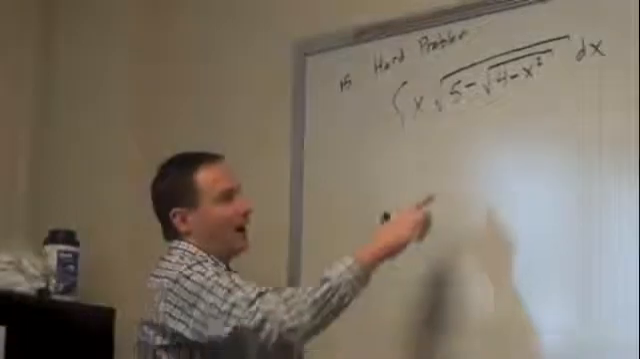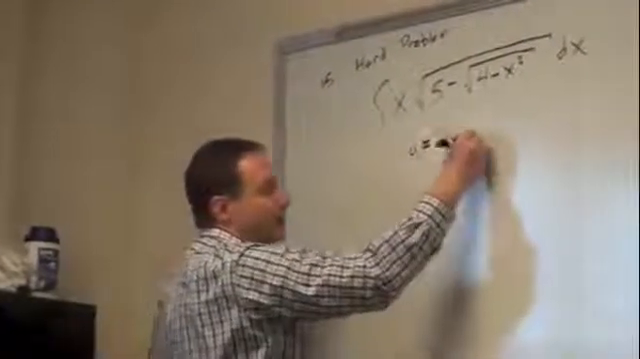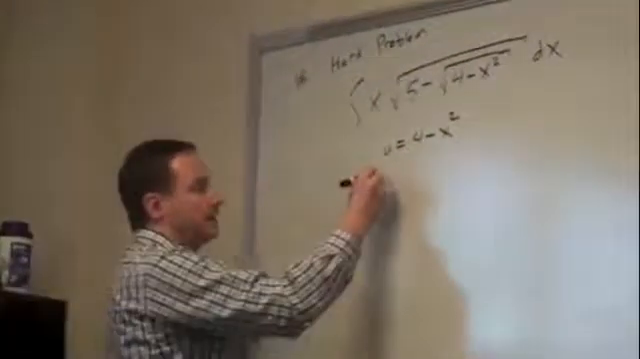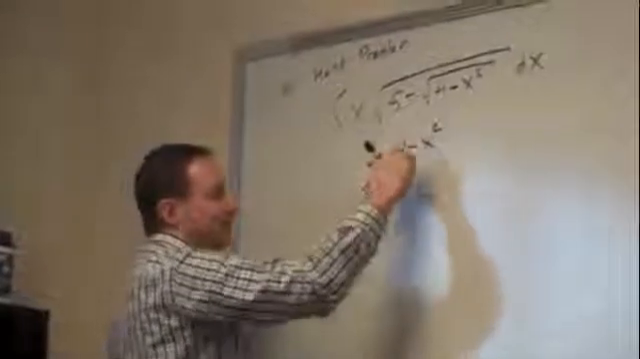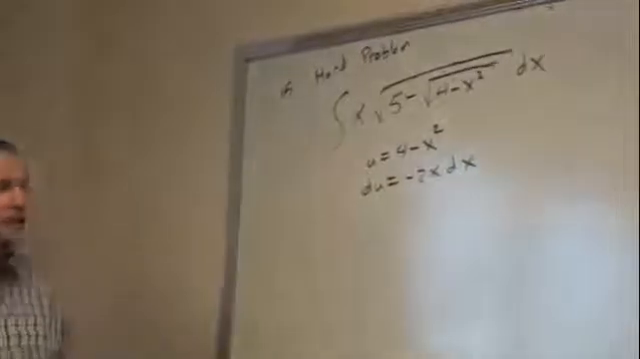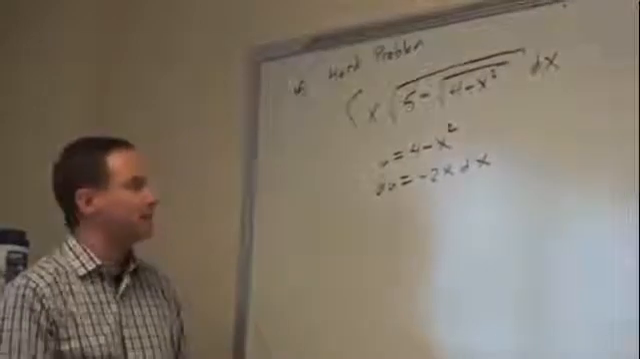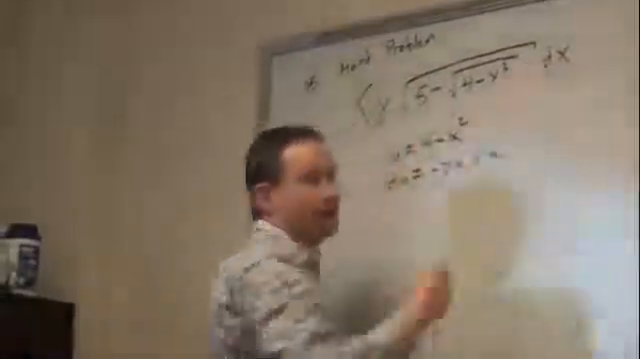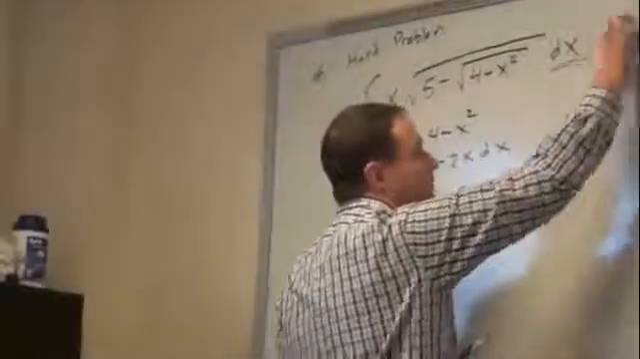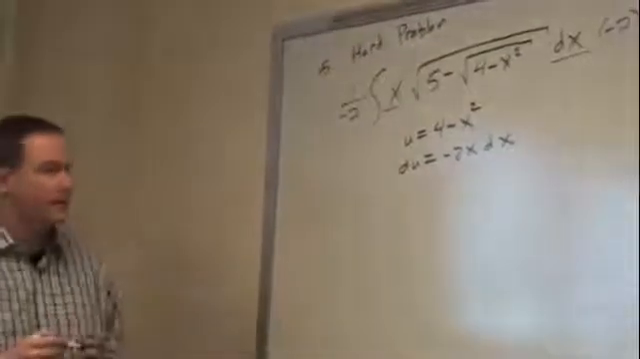So you say, okay, in this case, if I let u equal 4 minus x squared, I can say, well, du would be negative 2x dx. That's not too bad. So I can say, I need to see a negative 2x dx in there. I already have an x dx, so I'll just say, well, I need to multiply by a negative 2 then. And I'll multiply on the outside by a negative 1/2.